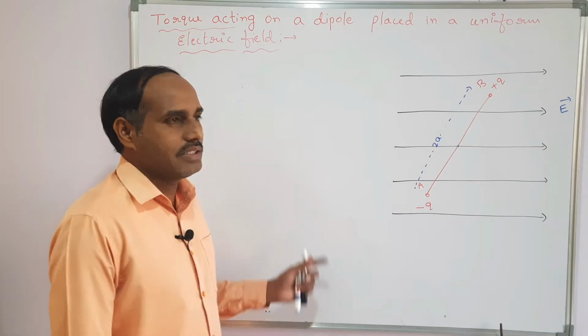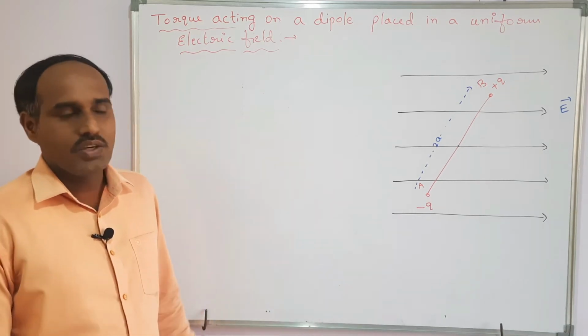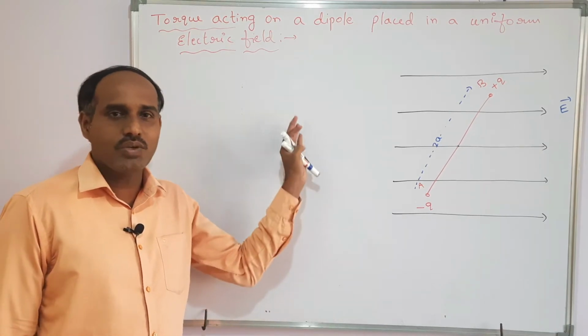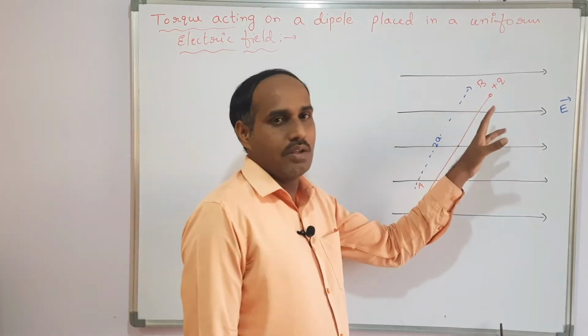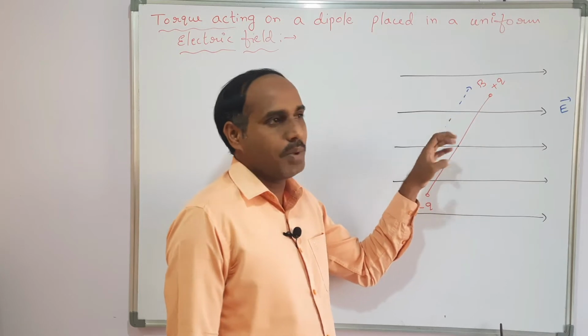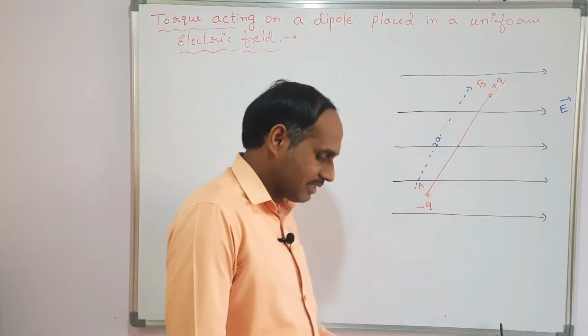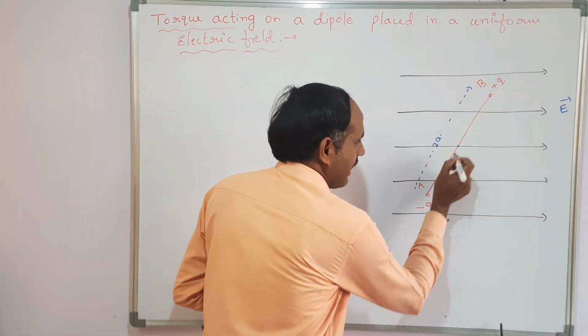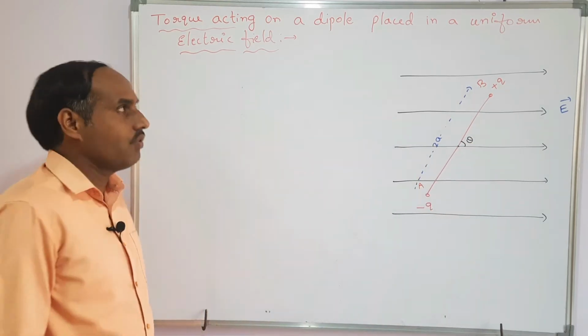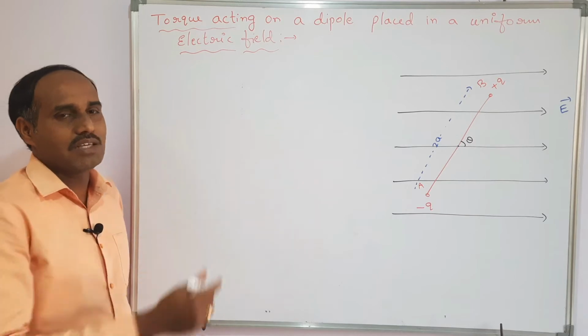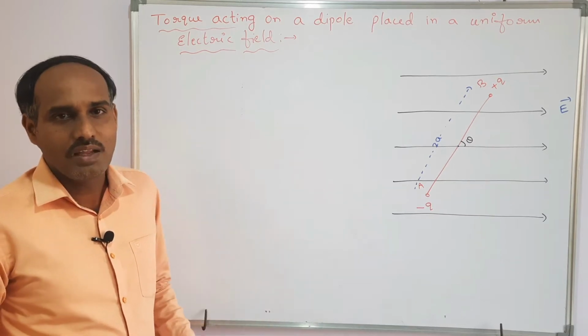In the last video we discussed the expression for electric field strength due to a dipole on its axial line and equatorial line and at a certain angle. Now when this dipole of length 2a and dipole moment p is placed in the electric field at a certain angle theta to the field direction, it experiences a torque. So we are going to derive the expression for torque on the dipole in the electric field.